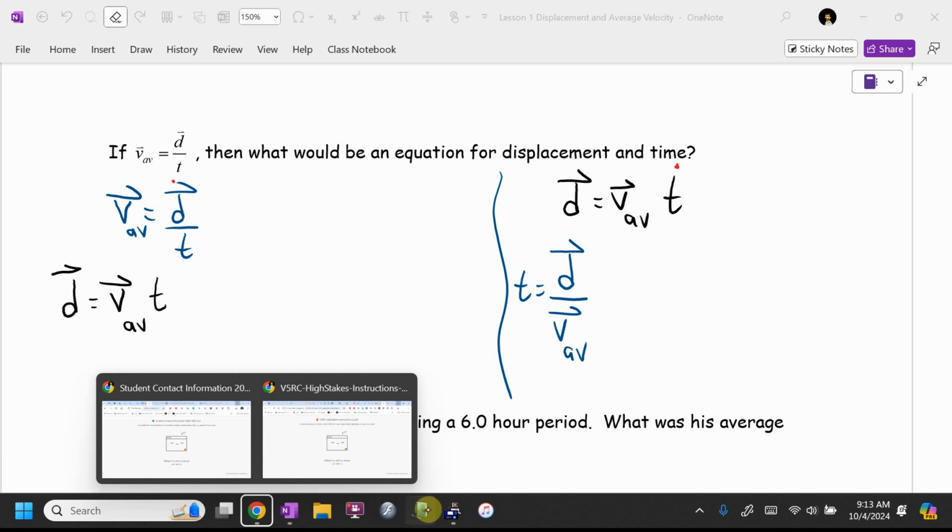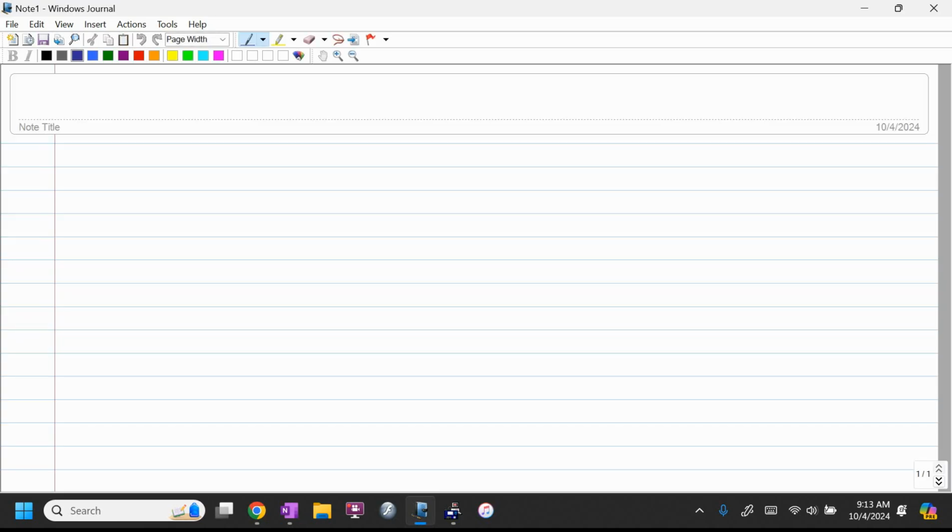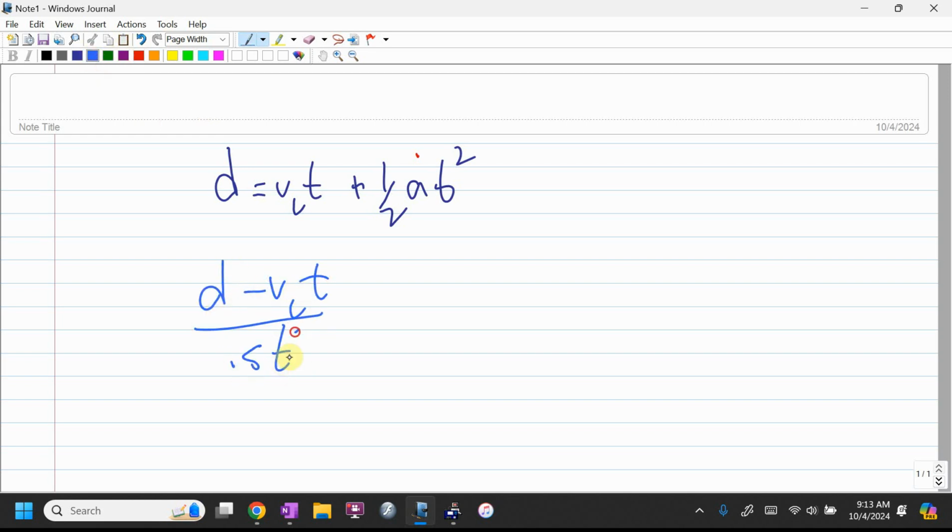Just to give you kind of a preview of coming attractions, you might say, oh, there's no way I'll get there. We'll reach the point where we'll see d equals vit plus a half at squared, and you'll say, oh, you want to get the a by itself? Not a problem. That's going to be d minus vit all over 0.5 t squared. That equals a. And if I can get you there, I've dropped your memorization down by 90%. I will get all of you there at different rates, but we'll get there. We'll get very good at this.